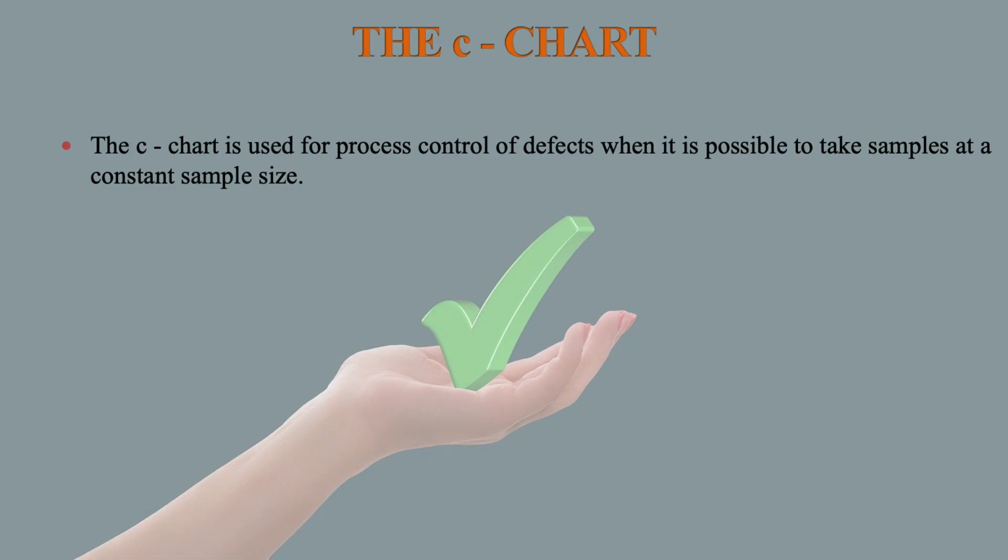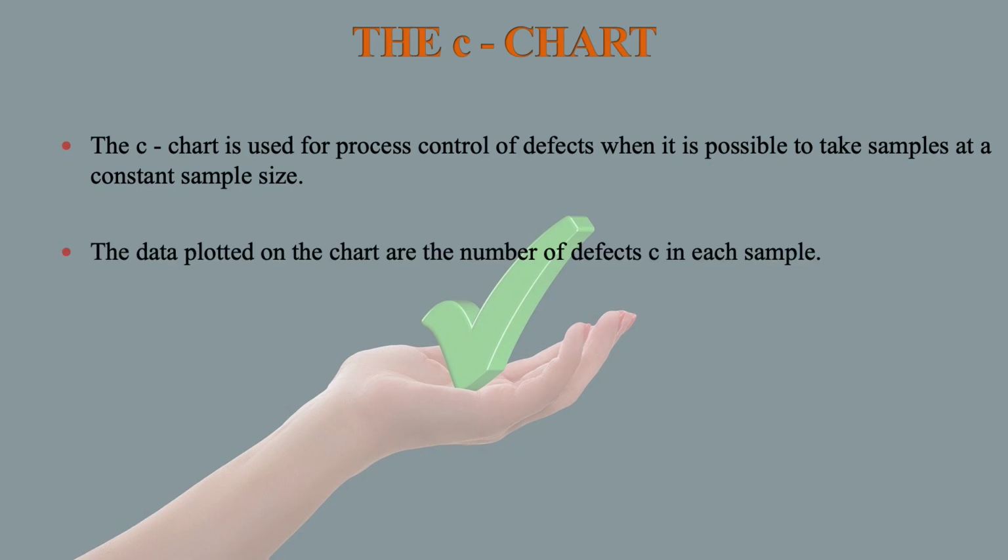Now let us discuss about the C chart. The C chart is used for process control of defects when it is possible to take samples at a constant sample size. The data plotted on the chart are number of defects C in each sample.